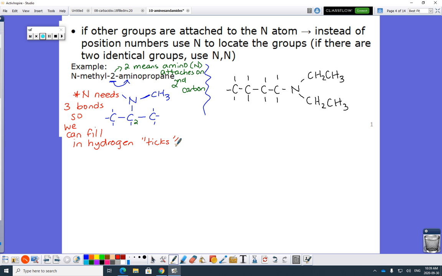So similar with carbon, nitrogen needs 3 bonds, so you can fill in just ticks, or you can write in the H if you've been doing that. You can do condensed, whatever you've been doing.